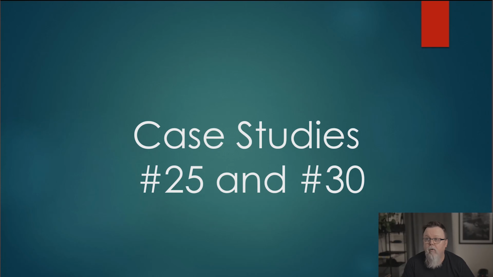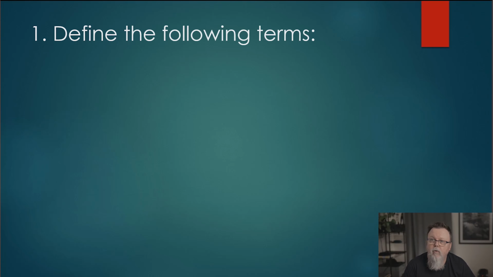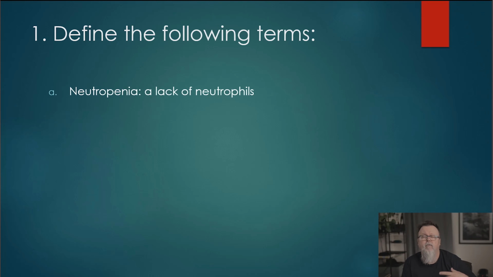All right, we're going to go over the answers to the questions for case studies number 25 and 30. Let's go ahead and start with case 25. It started out with question 1, just having you define some terms. Of course, neutropenia is a lack of neutrophils.